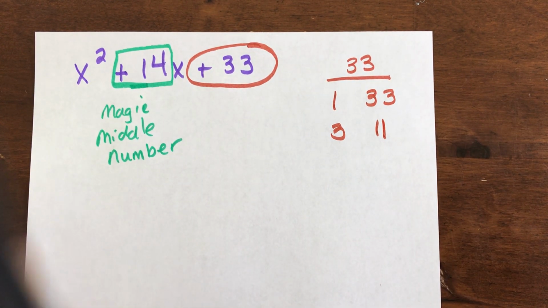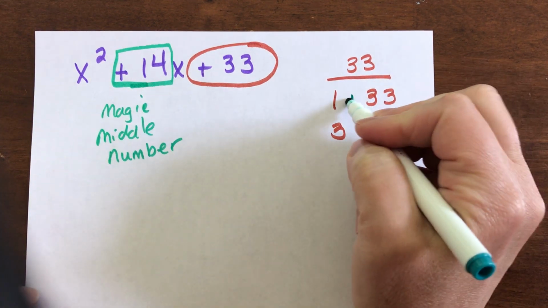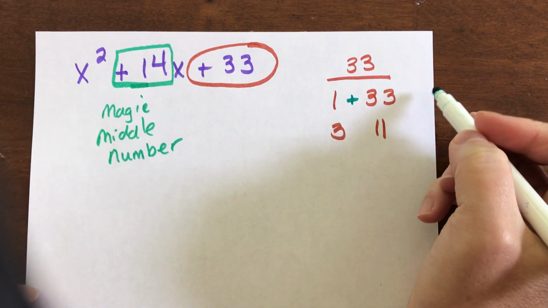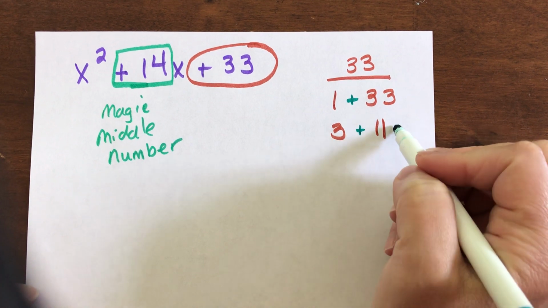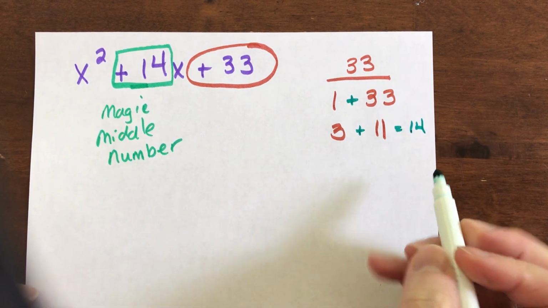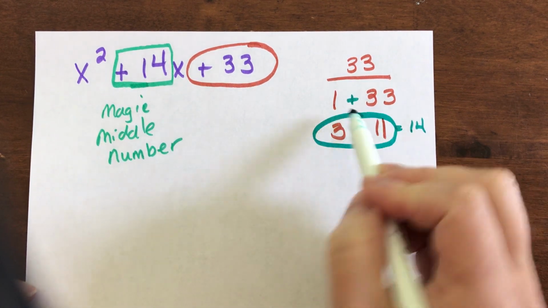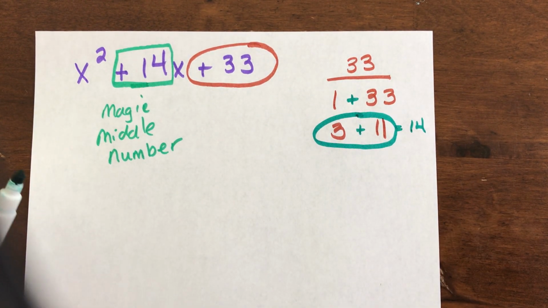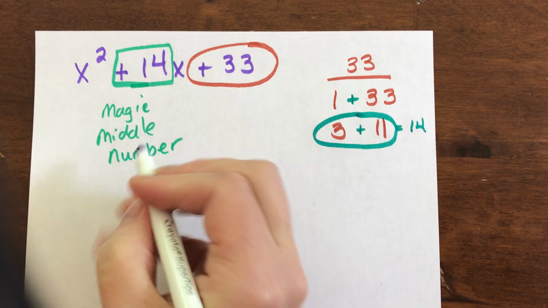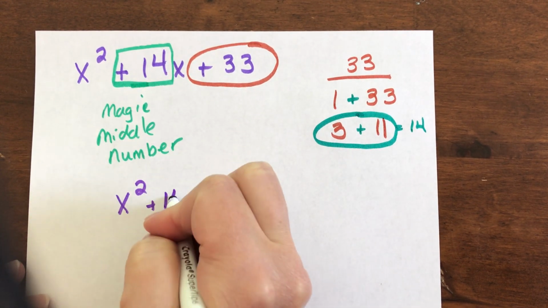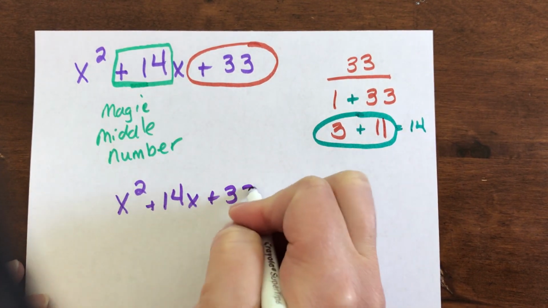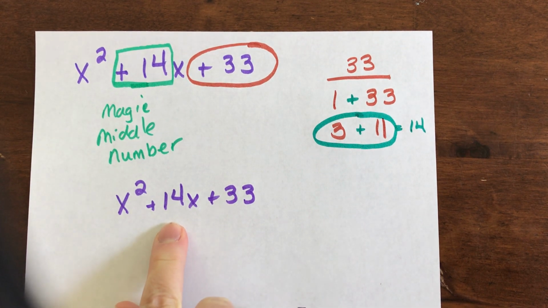Now looking at those factor pairs, if I add 1 and 33, I get 34. That doesn't work. But if I add 3 plus 11, I get 14, and that's my magic middle number. So these two numbers are what I'm going to use. Let me rewrite this: I'm going to take the x squared plus the 14x plus the 33. I'm going to take my trinomial.